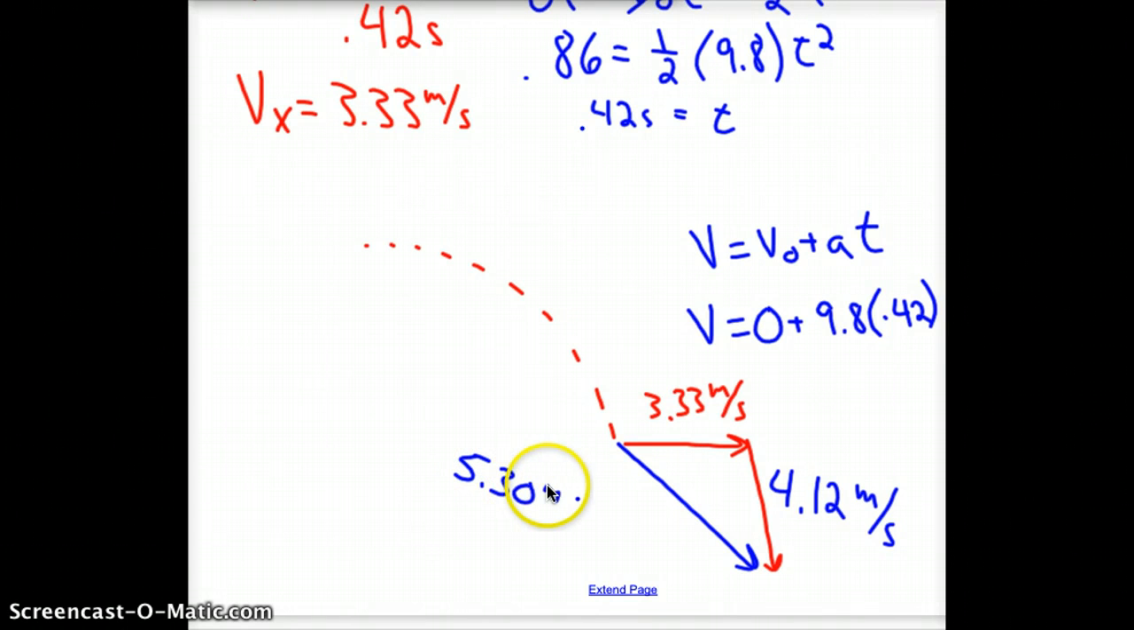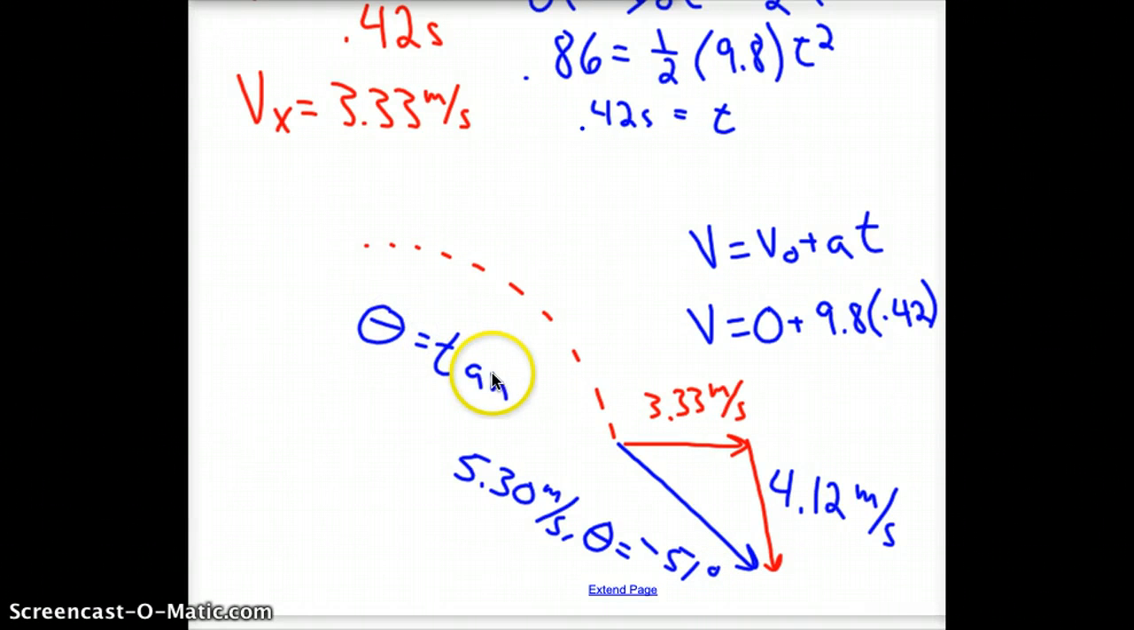meters per second at theta equals, I'm going to go ahead and show a negative to show that I'm going to go around this clockwise as opposed to counterclockwise the way we normally do. And to find the angle, I always use tan inverse of the y leg divided by the x leg. I get negative 51 degrees. Remember, theta equals tan inverse of 4.12.